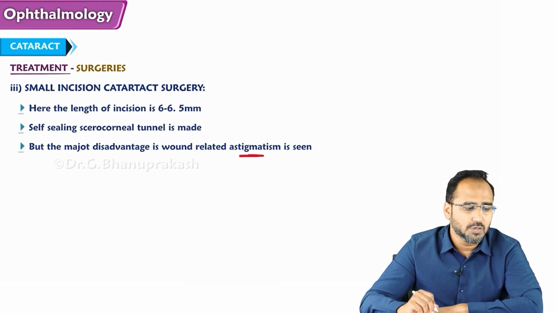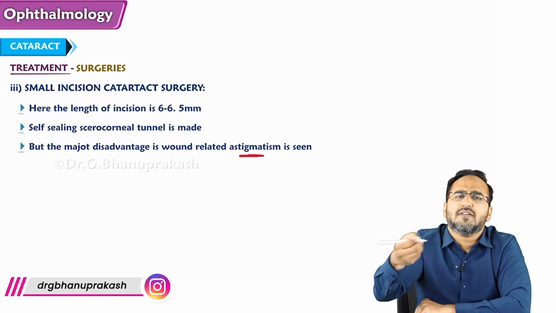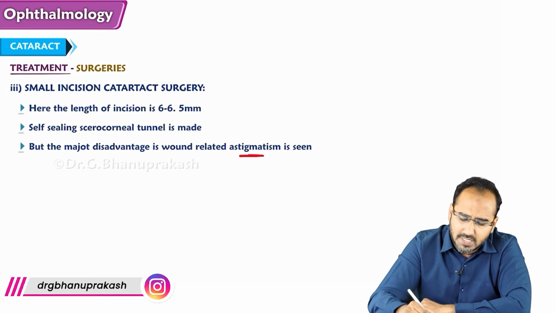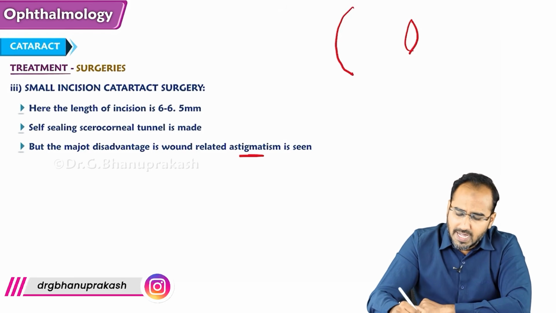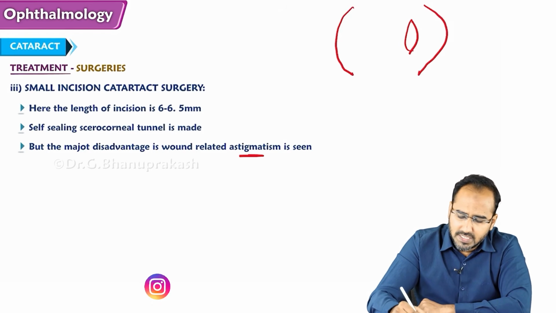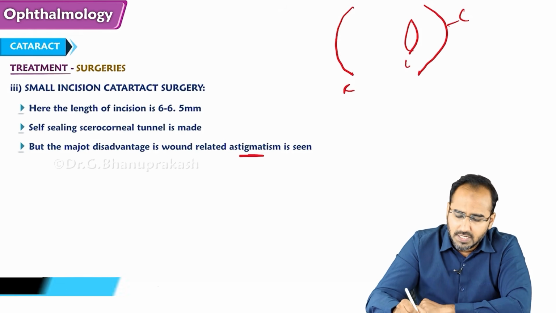You guys remember what is astigmatism? No, sir. Why don't you remember? Because we have not discussed astigmatism. Remember, guys, again, for astigmatism, imagine this is the cornea, this is the lens, and here is the retina.